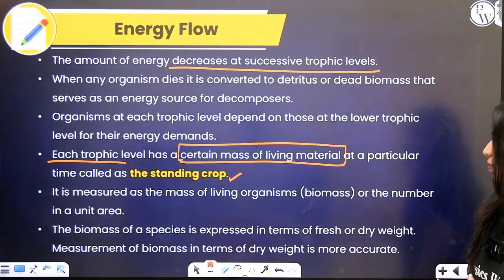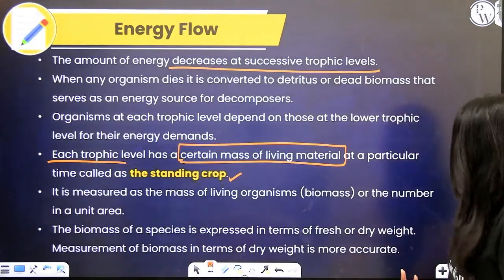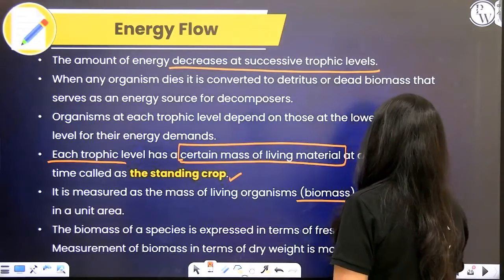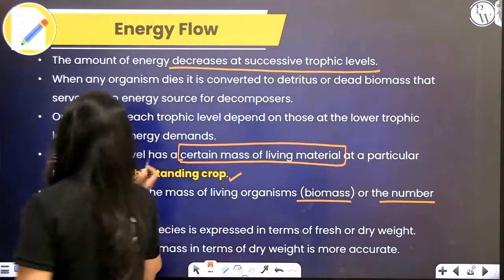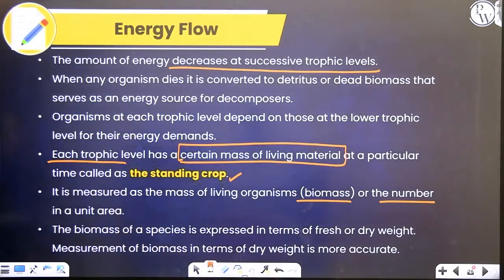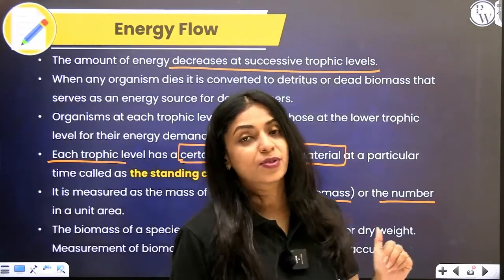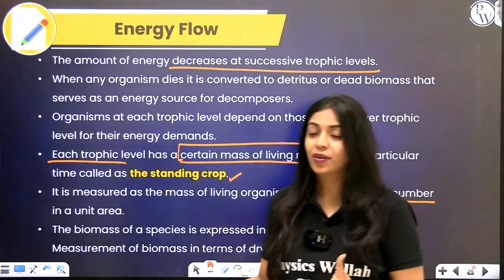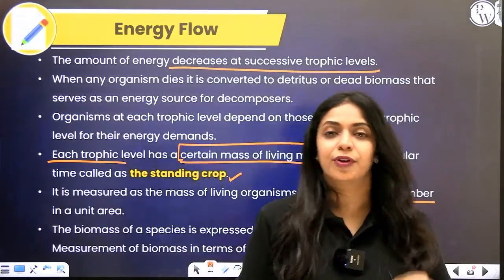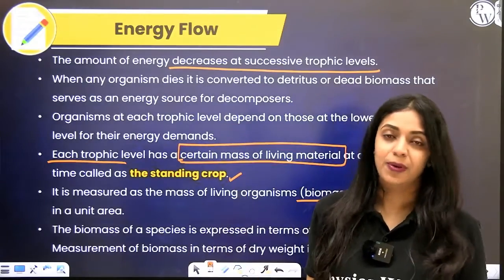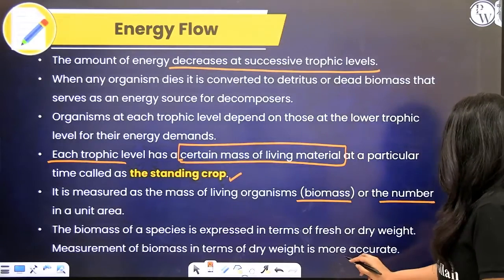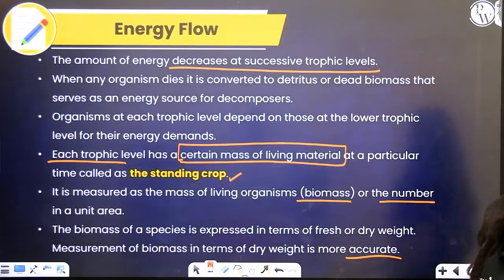How do you measure that? In the same way you measure biomass. It can be measured in terms of biomass or in terms of number in a unit area. If we are measuring it in terms of biomass, it can be expressed in terms of dry weight or wet weight. We usually rely on dry weight because that is more accurate, because water content in different organisms is variable with respect to the surrounding environment. Therefore, dry weight is a more accurate and reliable measure.